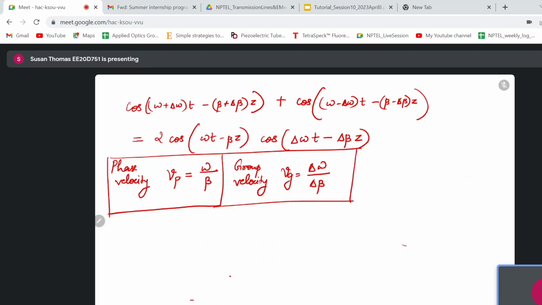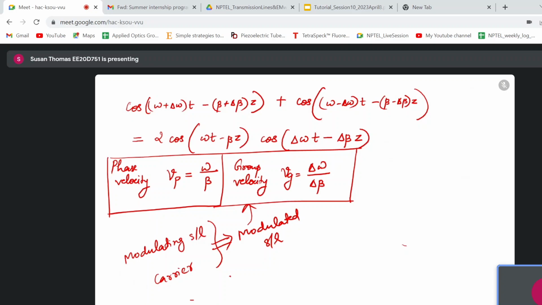In the case of an amplitude modulated signal, basically what we have is a modulating signal, and then we have a carrier. Combining these two, what we get is a modulated signal. So that modulated signal's velocity is your group velocity. That is where the information is being carried.